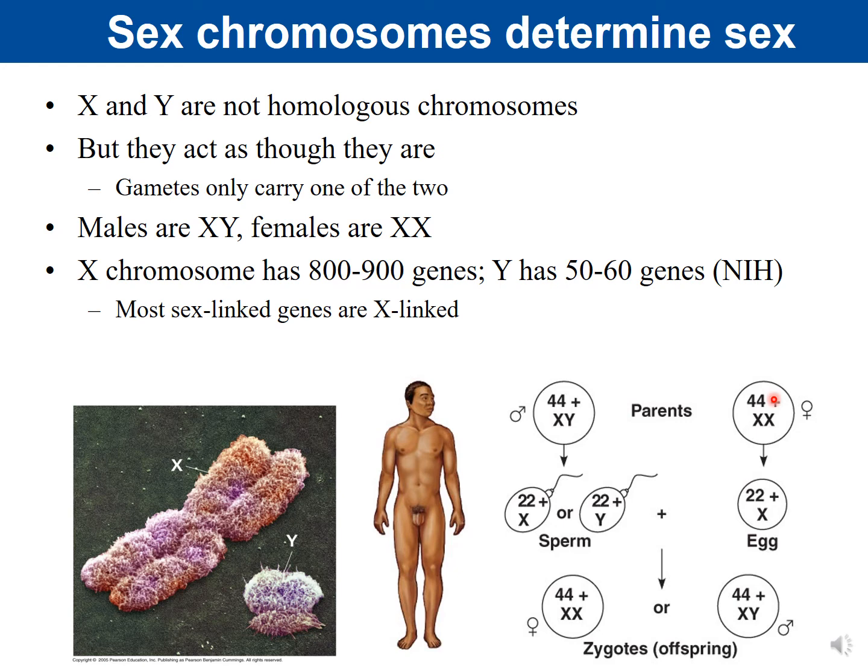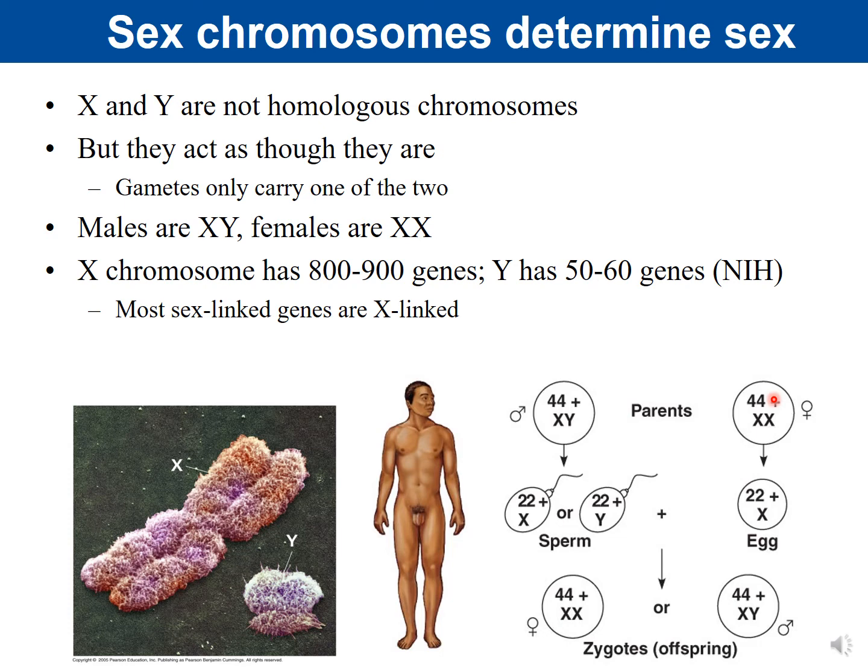During meiosis, X and Y chromosomes, even though they're not technically homologous chromosomes, because remember that homologous chromosomes are matched in size, matched in centromere positions, and matched in the type of genes, behave as though they are. What that means is during meiosis, when homologous pairs split, X and Y chromosomes are going to separate. So gametes, or our reproductive cells, are going to carry only one of those two sex chromosomes.